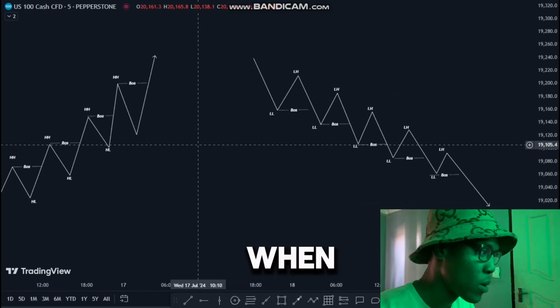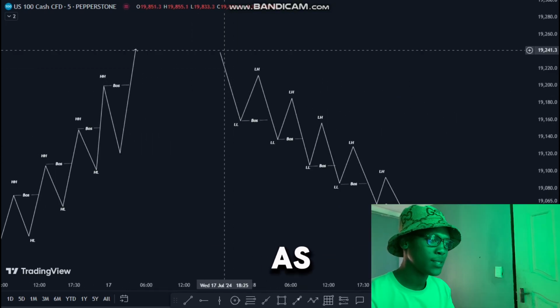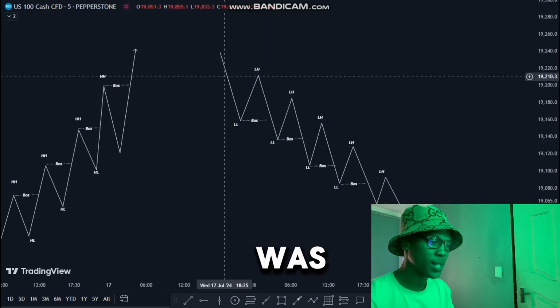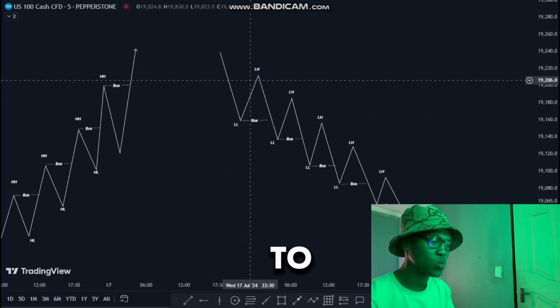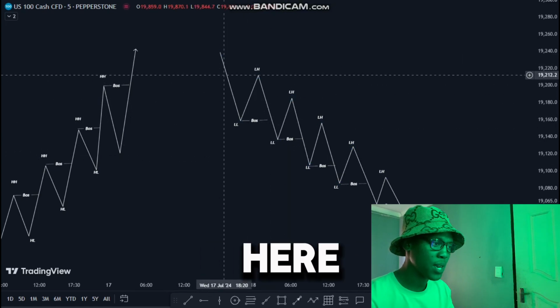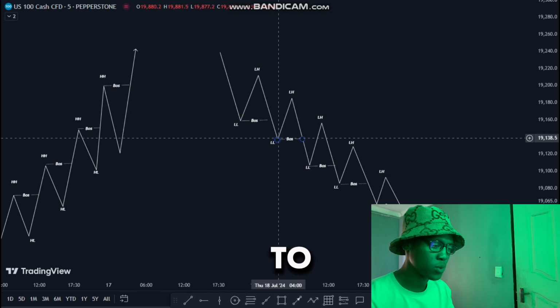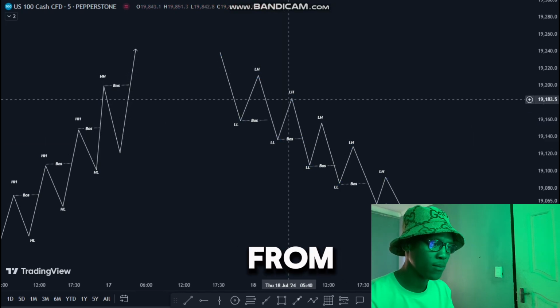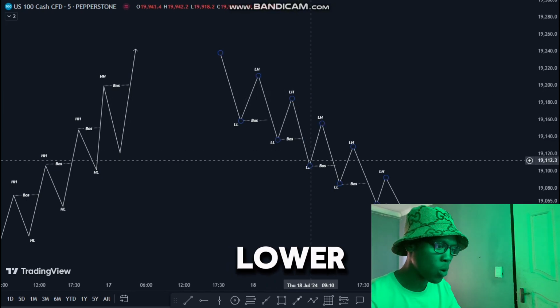Same thing happens with the bearish structure, right? As you can see with this example, the market was actually trending down. And I told you that in order for the market to move, it moves in a zigzag pattern, right? So as you can see from here, the market was moving. It formed what we call a lower high, then it went to form a lower low, then from the lower low it formed a lower high, then from the lower high the market had to form a lower low, right?